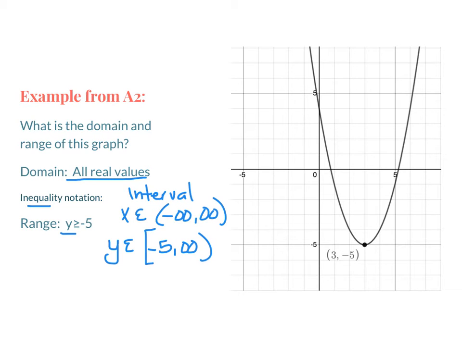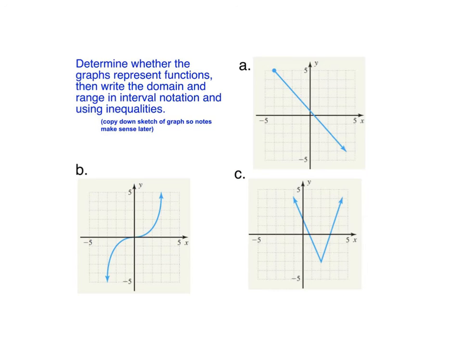-5 has brackets because I include the -5, and I never put brackets on infinity because I can never get there. We're going to go through 3 examples of domain and range for 3 specific functions that we see here.